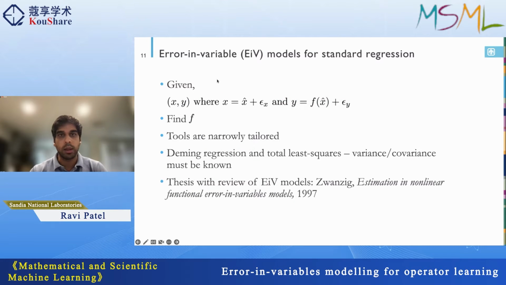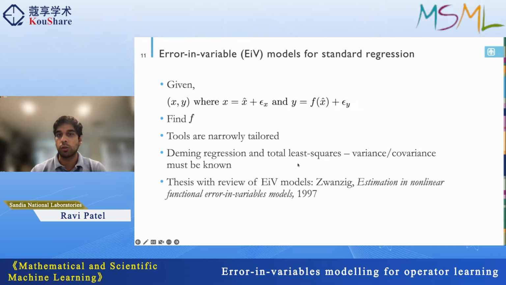So error-in-variables models are used to correct for this type of bias, and many have been proposed for standard regression. But it turns out that these tools are very narrowly tailored, so they have to be used for very specific problems. There's a couple of examples.